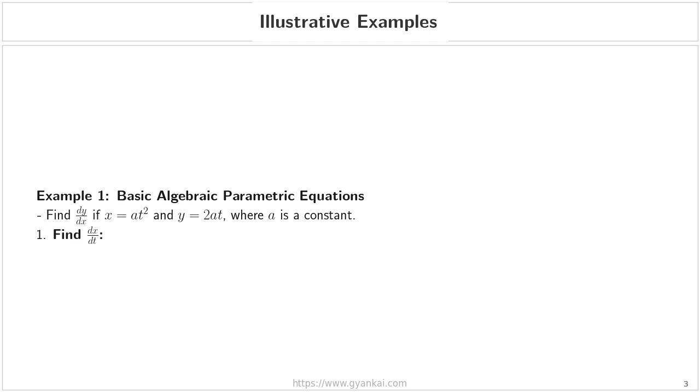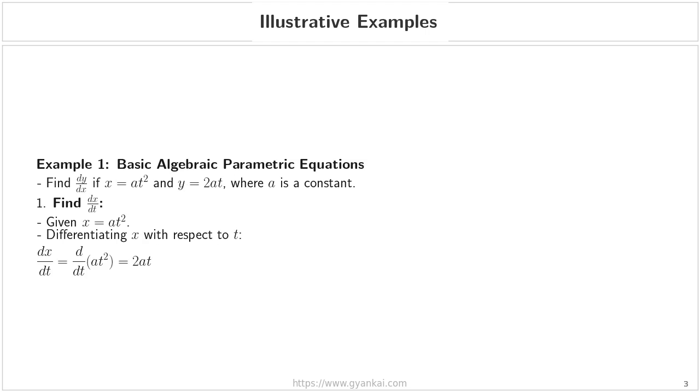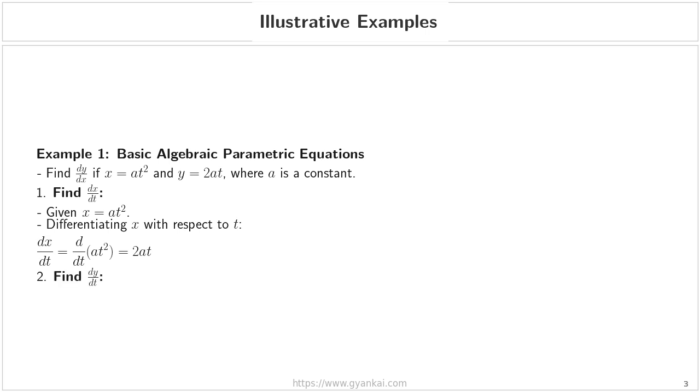Following the systematic approach we discussed in the previous slide, we begin with step 1, finding the derivative of x with respect to the parameter t. Given that x equals a t squared, we apply the power rule for differentiation. The derivative of a t squared with respect to t is 2 a t, therefore, dx over dt equals 2 a t.